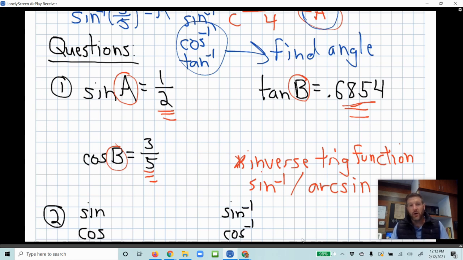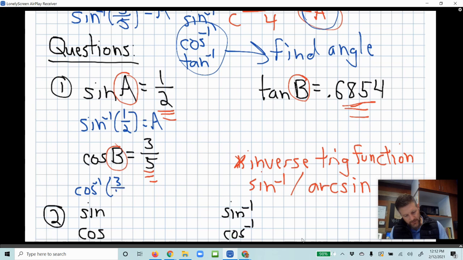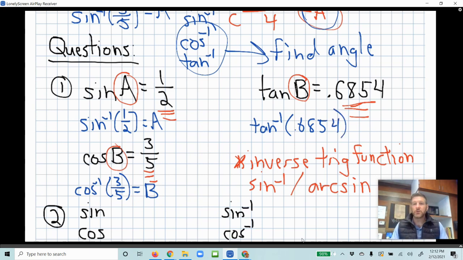So how would I solve all these three examples? I would go ahead and do inverse sine of 1/2, and that will give me A. Or I'll do inverse cosine of 3/5, and that'll give me B. Or here I would use inverse tangent of 0.6854. Notice you can do this with decimals too, because we're used to seeing ratios as fractions, but fractions and decimals are the same thing. They're just written in different forms. So in all these three cases, I can simply do it.